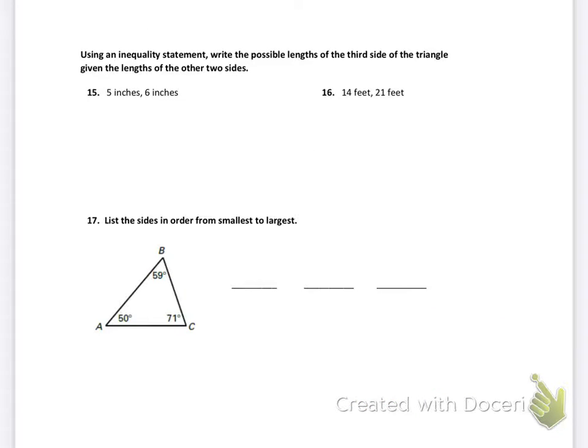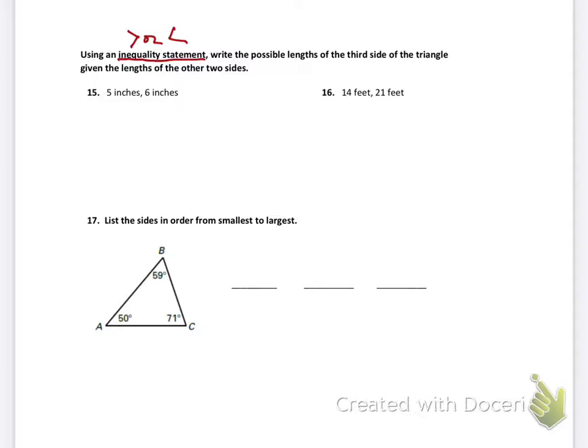Okay, question 17. And 17 asks you to look at this triangle. Now, they have given you... Hold on a second. 15, 16, sorry. Here's 15 and 16. Okay, so it says using an inequality statement. So what does that mean? An inequality statement has to have the greater than or less than in it. Write the possible lengths of the third side of the triangle given the lengths of the other sides.